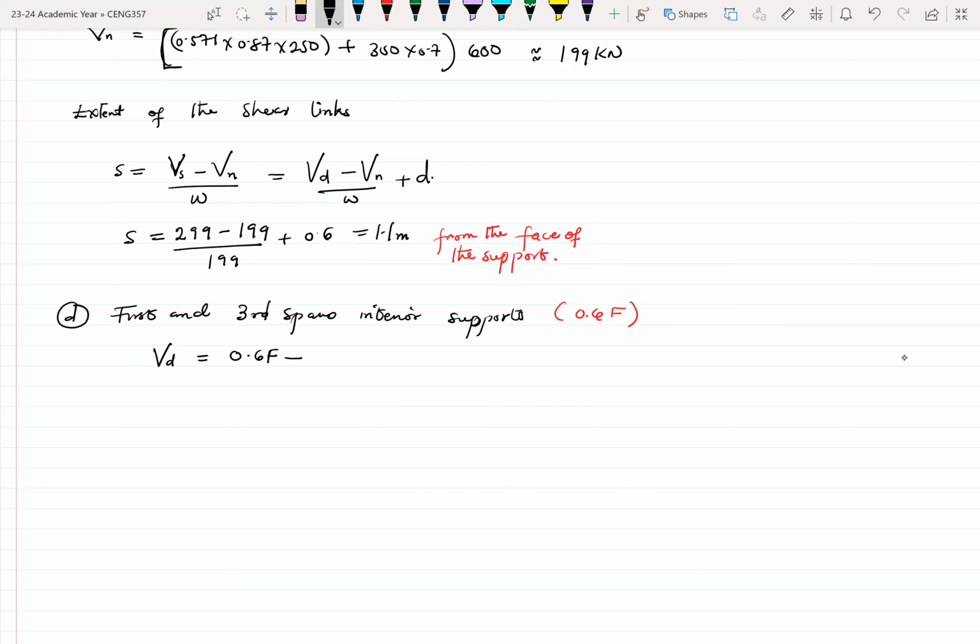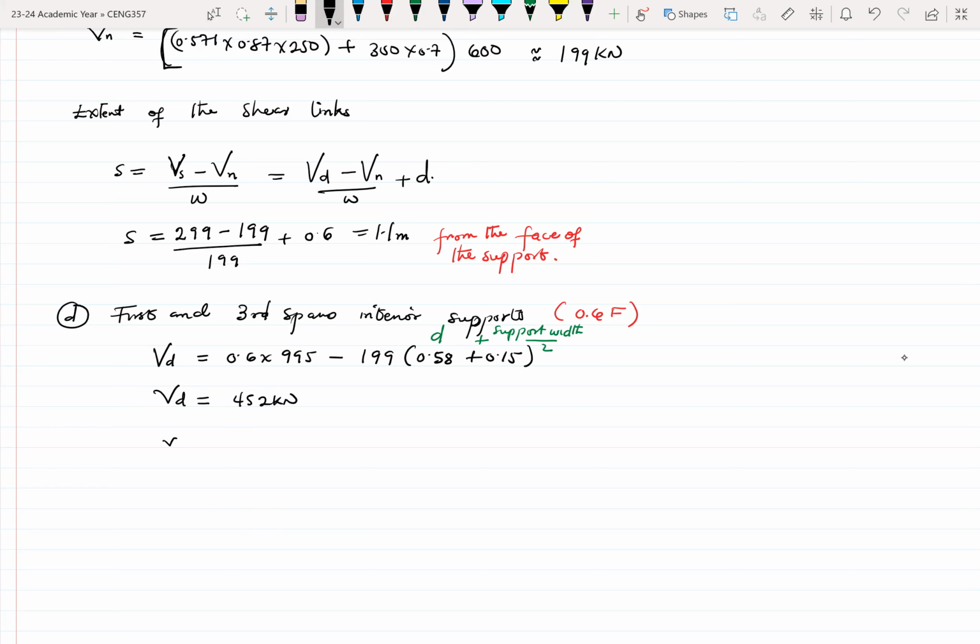Minus, okay, you know what, let me just put the values in: 0.6 times 995 minus 199 bracket 0.58 plus 0.15. So here, this one is our D. This is the support width over 2. So just take a note. That's all there is to it. So our VD will then be equal to 452 kilonewtons.